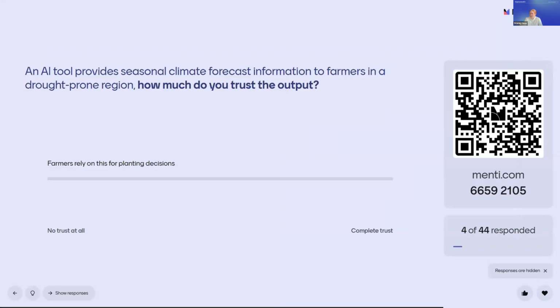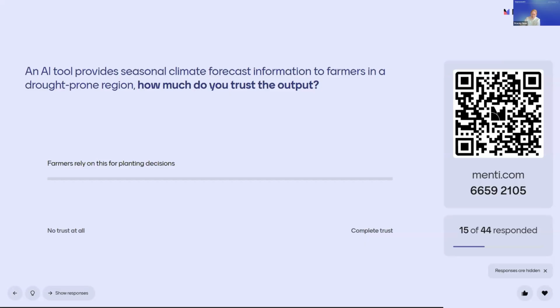So we've got a scale here, so you can move the scale on your phone or on your laptop from no trust at all to complete trust. And this very much links back to Atia's slide on trust. So that might have swayed the answers you give if you were listening carefully. But basically, I just want to get an idea about how much you trust the output.